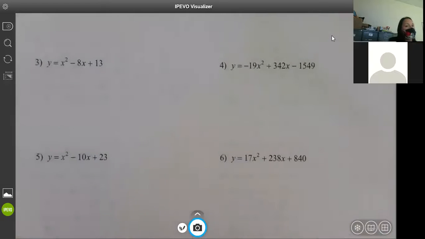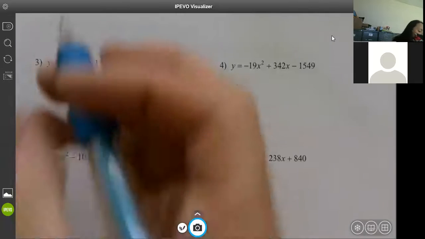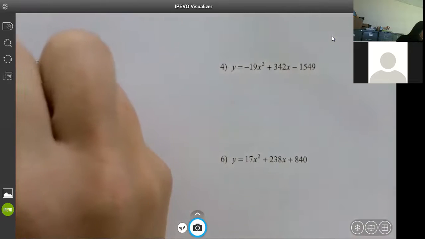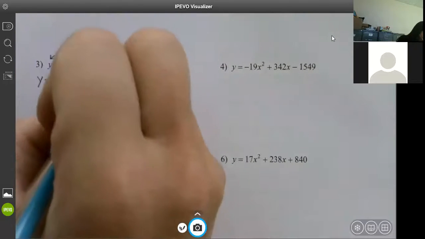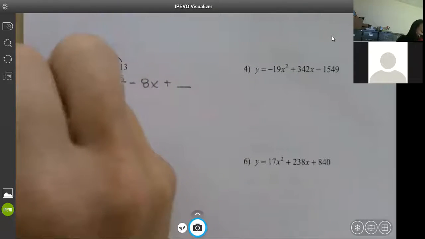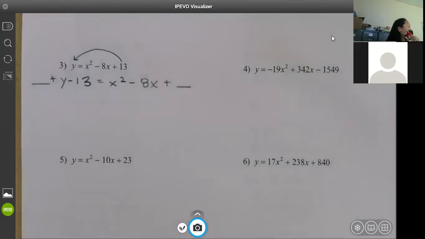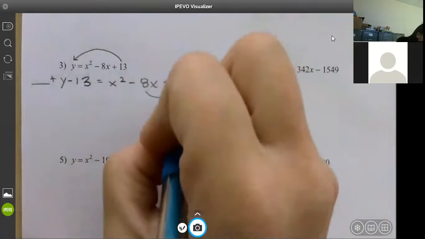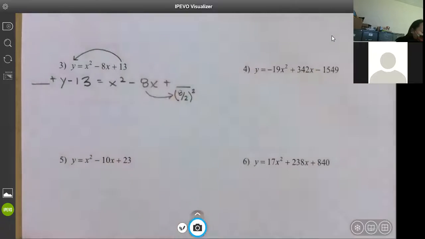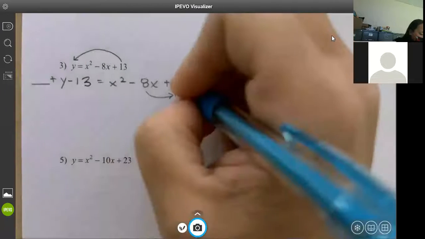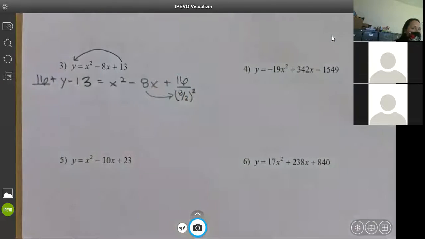All right. The way that we're going to do that is exactly how we did yesterday. Yesterday we were equal to another number. Today we're equal to y. So we're just going to throw this 13 to the other side by subtracting it. And then we're going to put our blanks, and I always put mine in the front like this. Same thing as yesterday. To fill in the blank, we're going to take the number, divide it by 2, and square it. What is 8 divided by 2 squared? 16. What I do to one side, I have to do to the other.